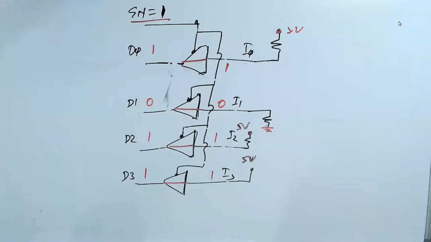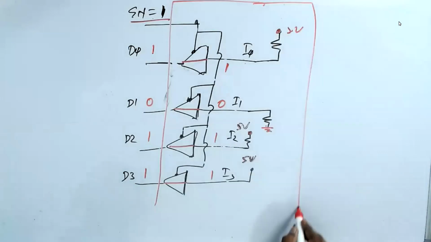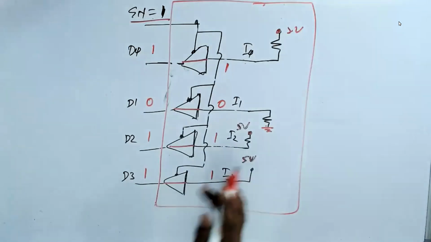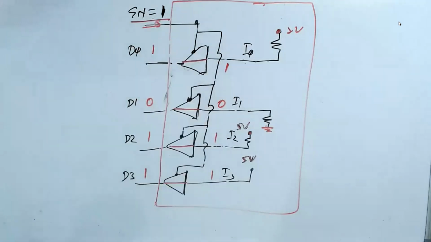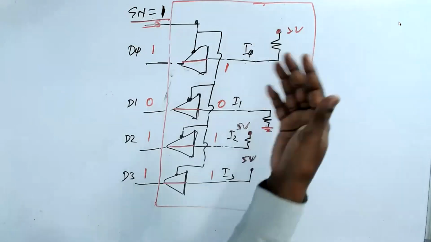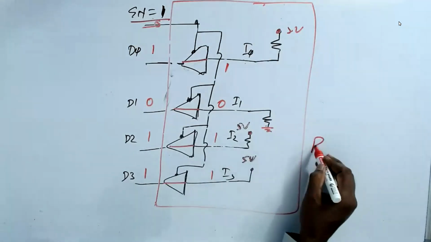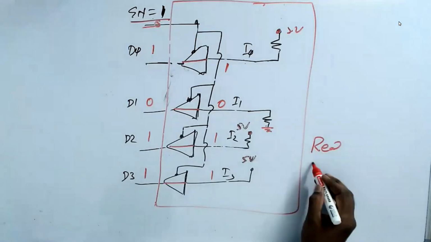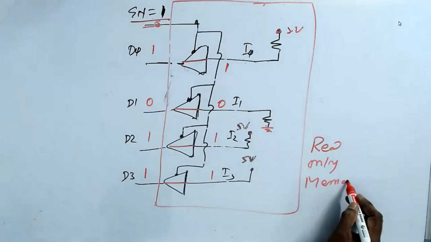Am I right? And if I put this inside a package, if you give enable signal, I get this data. I cannot change it. I cannot write, because these connections are already made. That's why they call this read only memory. This is called ROM.